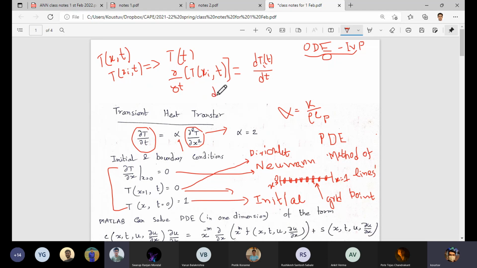So by doing this, let's say we start with, in general, what we will write: dTi/dt equals alpha times (T(i+1) minus 2Ti plus T(i-1)) divided by delta x squared. Now what is this delta x?